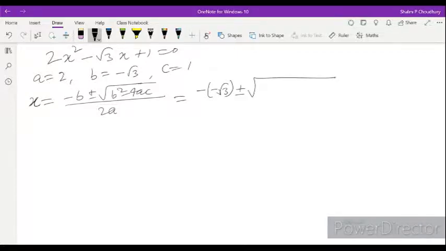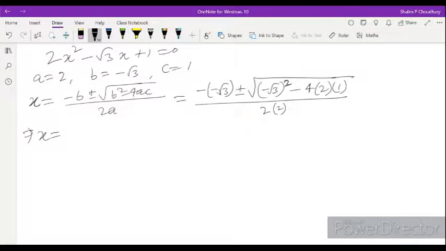का value क्या होगा? Minus root 3 का whole square will be 3. Okay, minus 4ac, 4 into a का value is 2 and c का value is 1, divided by 2 into a. Okay, so x का value will be minus of minus will be plus, so root 3 plus minus square root of 3 minus 4 into 2 will be 8. Okay, divided by 2 into 2 will be 4.